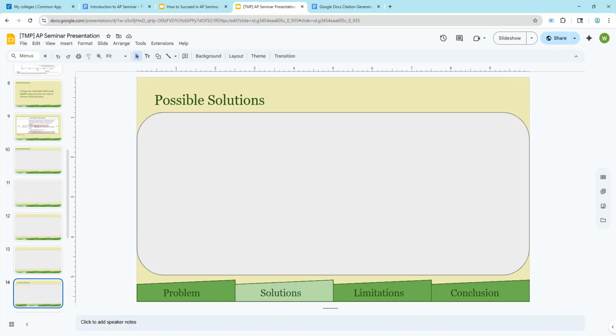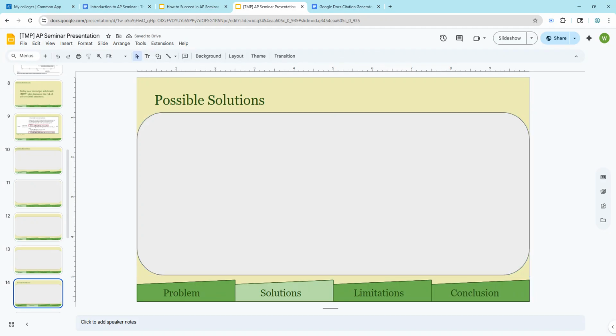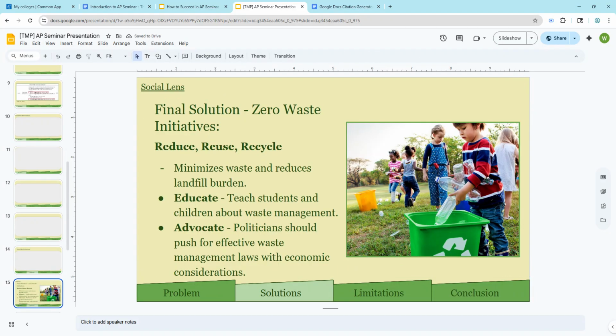All right, in this slide, my team members mentioned two different kinds of possible solutions: waste-to-energy plants and monitoring landfills, and directly labeled pros and cons. After we talked about these two possible solutions, we talked about a final solution in the social lens, right? Zero waste initiatives. And we have very clear, straightforward bullet points and a very great supporting image.